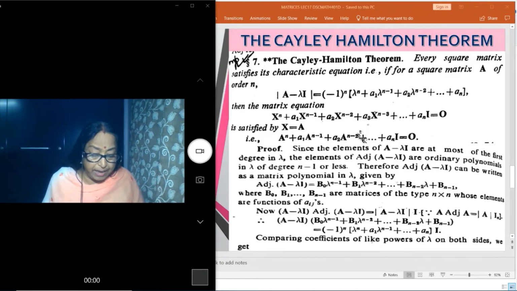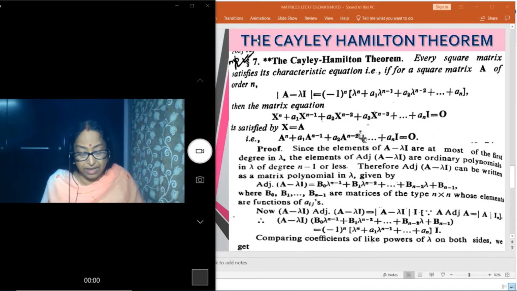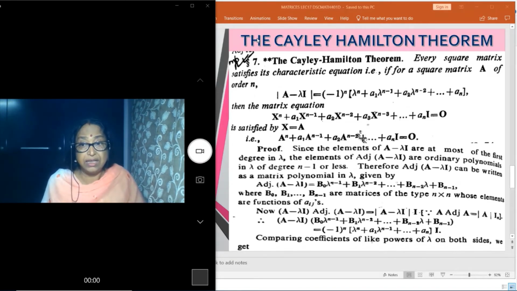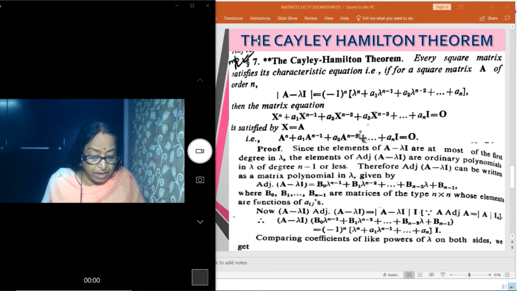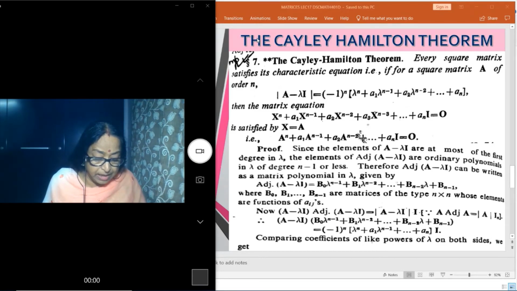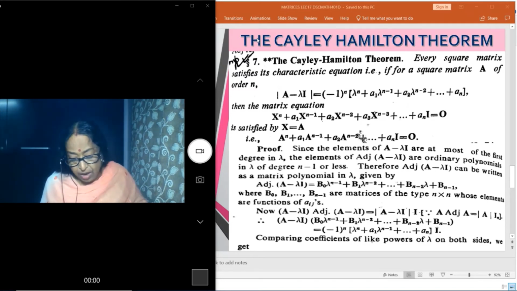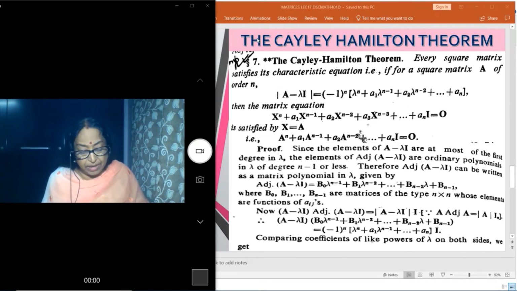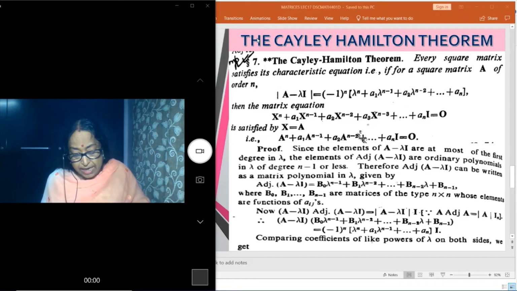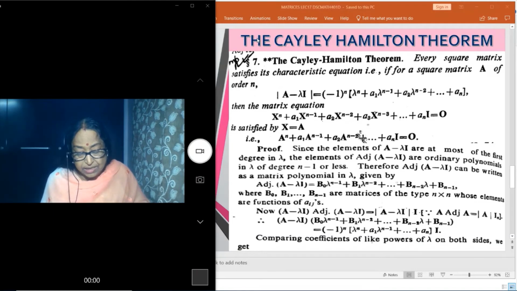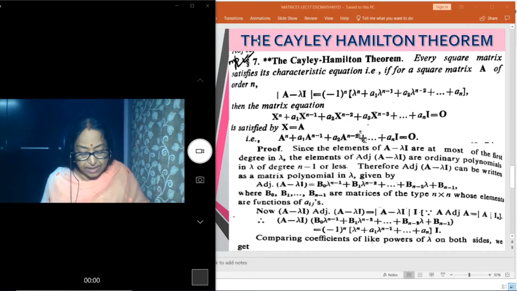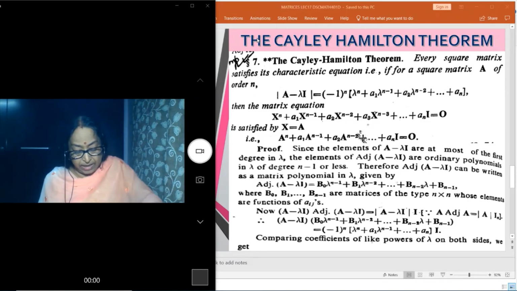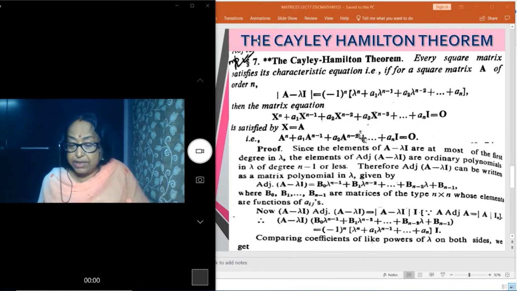Now I am going to prove the Cayley-Hamilton theorem, which is very important for you. The Cayley-Hamilton theorem says every square matrix satisfies its characteristic equation, that is, if for a square matrix A of order n, the determinant of A minus lambda I can be written in the form, then the matrix equation given by this is satisfied by putting x equal to A.